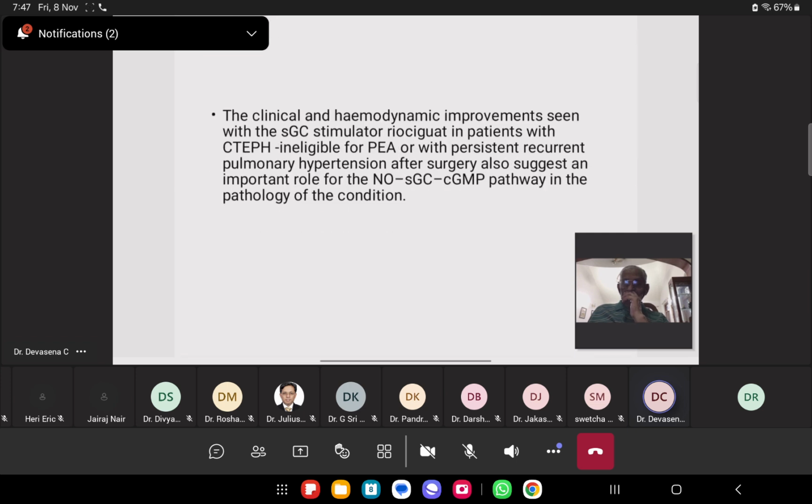The clinical and hemodynamic improvements seen with a soluble guanylate cyclase stimulator, riociguat, in patients with CTEPH who are ineligible for pulmonary endarterectomy or with persistent or recurrent pulmonary hypertension after surgery also suggest an important role for the nitric oxide, soluble guanylate cyclase, and cGMP pathway in the pathology of the condition.